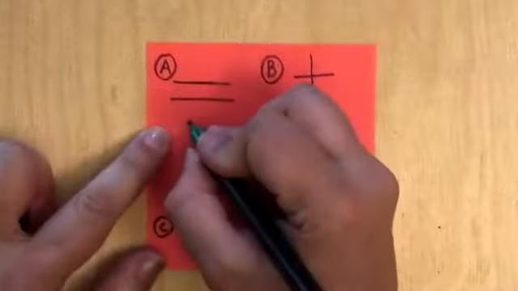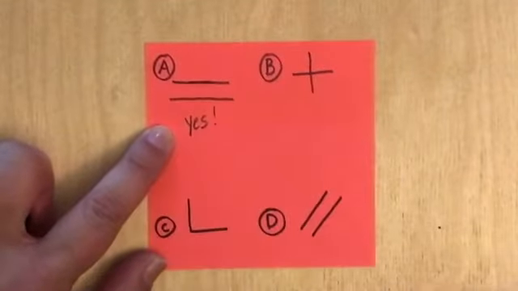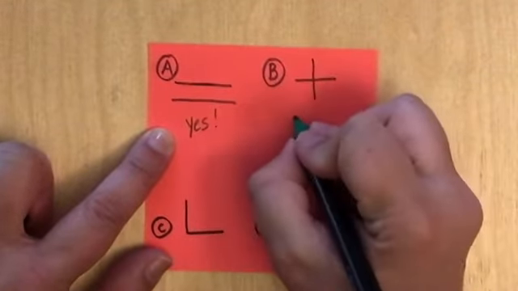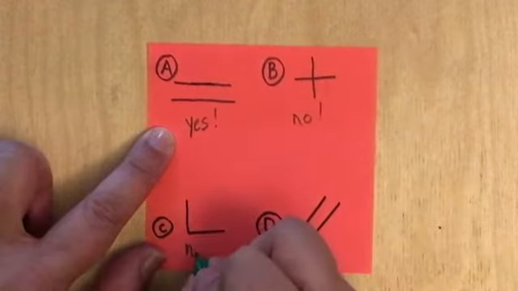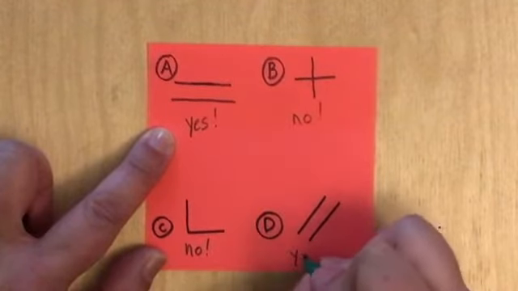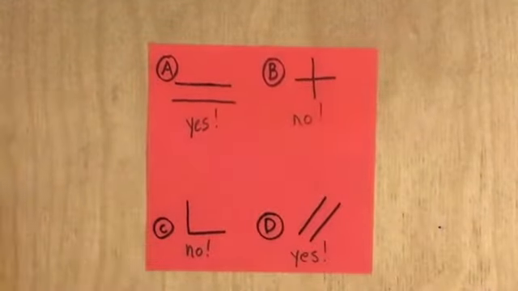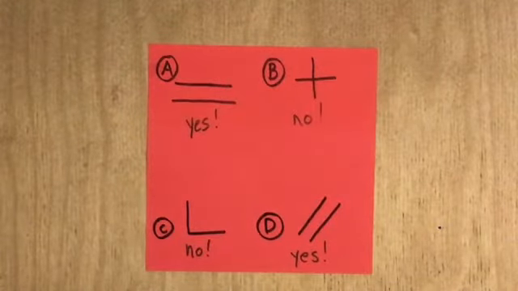A is parallel because if they keep going on forever and ever, they won't touch. B, they're already touching. C, they're already touching. And D is also parallel because if they keep going on forever and ever, they're not going to touch. How did you guys do?